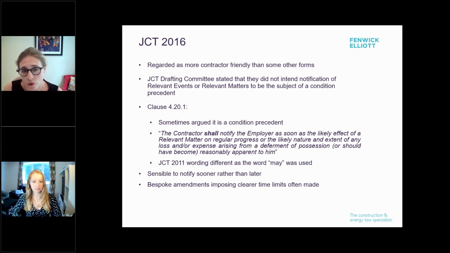and also with JCT, obviously, there are very often bespoke amendments imposing clearer time limits on this provision and on the relevant events provision, so always check your specific contract.